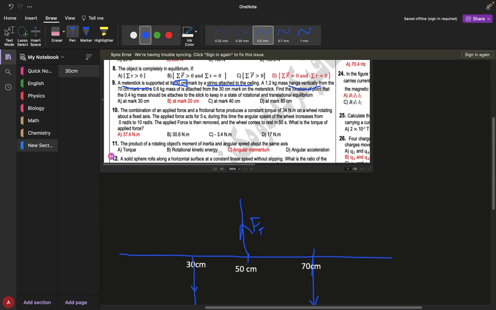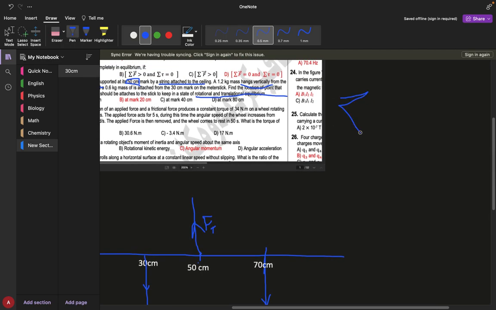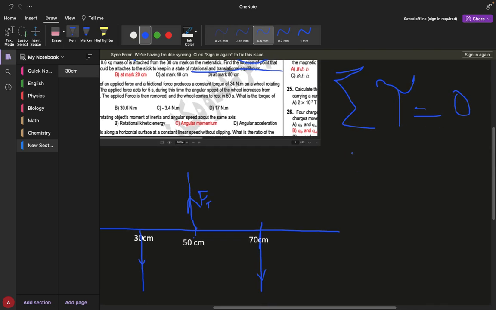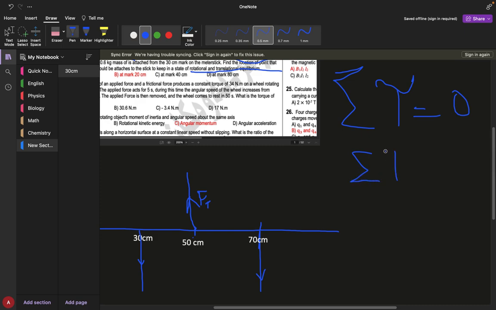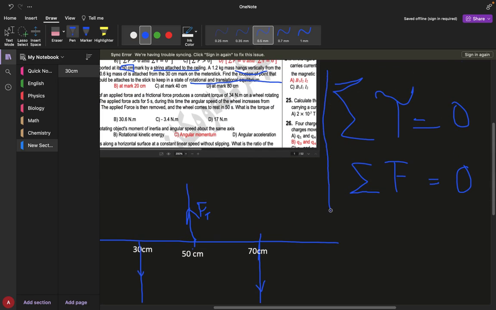Find the location of the point where the 0.4 should be placed, where there's a state of rotational and translational equilibrium. We know that for rotational equilibrium, the net torque is 0, and for translational equilibrium, the net force is 0. These are the conditions that we need to apply.